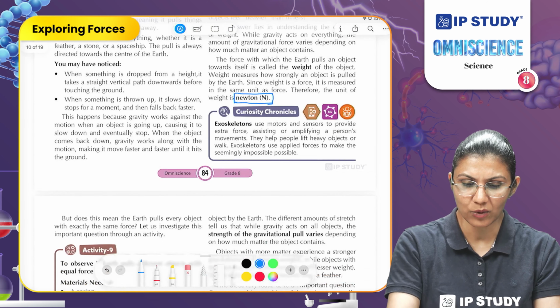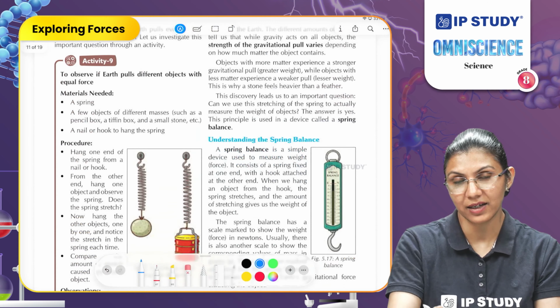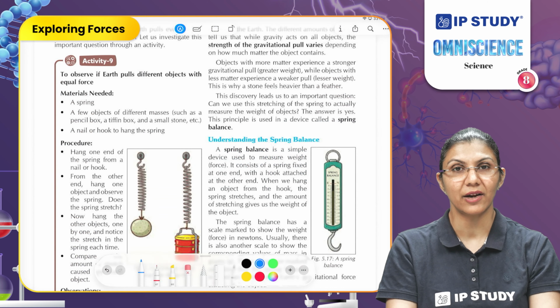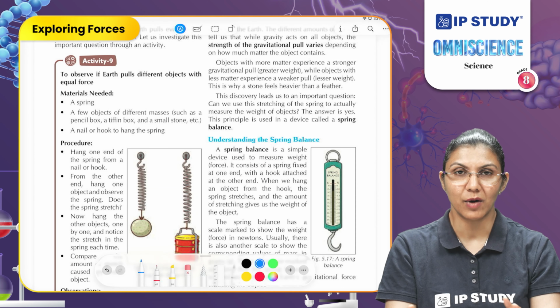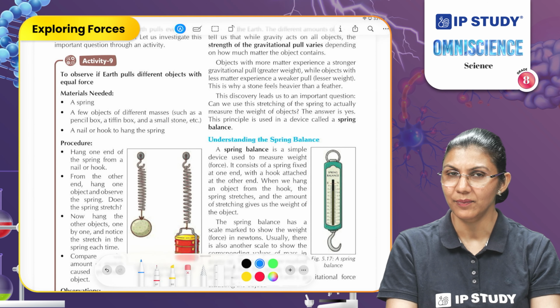So what do we calculate in grams and kilograms? We are calculating the mass, the amount of particles enclosed in any object.